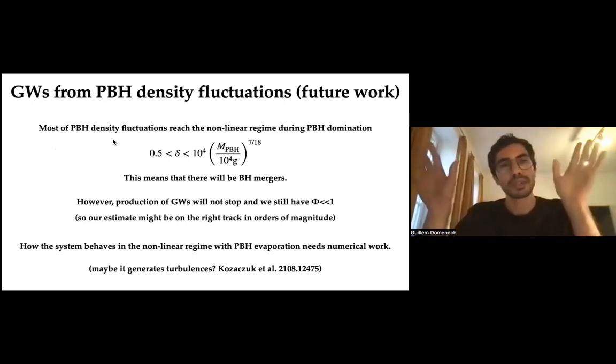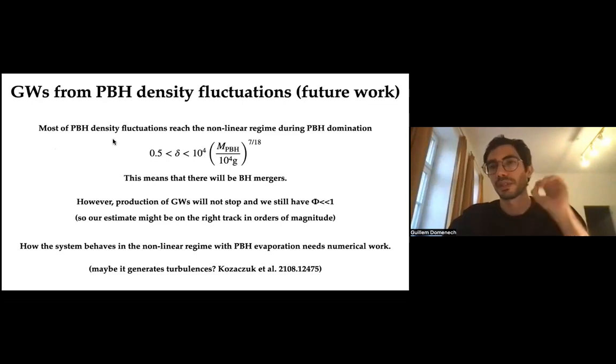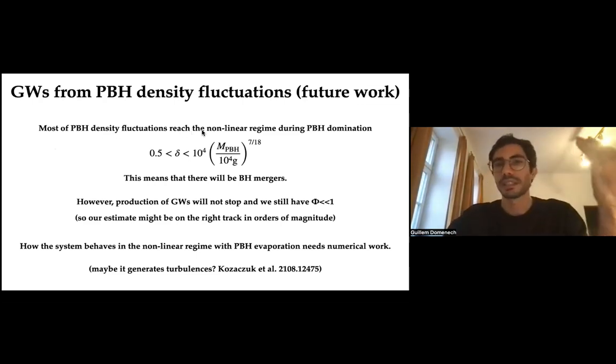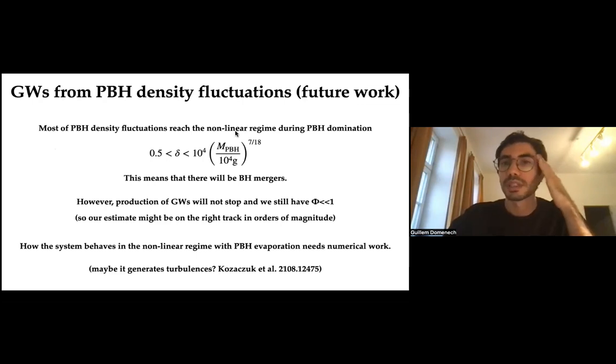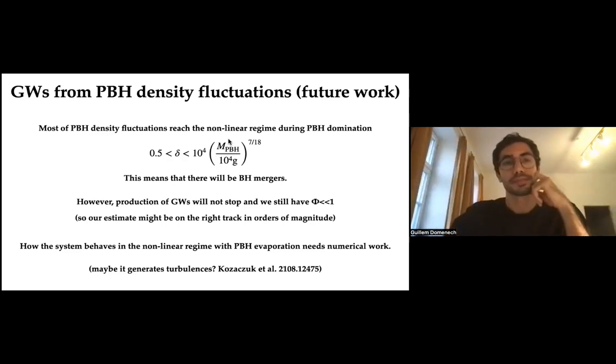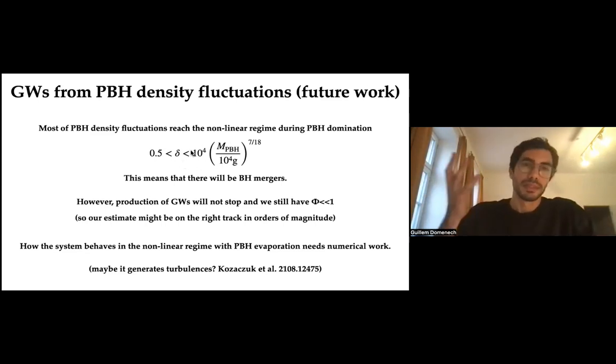The curvature fluctuation is always much less than 1, so we never leave the linear regime for the curvature perturbation. But if you look at the density fluctuations of this PBH, they eventually reach the nonlinear regime. So you have huge density fluctuations. This means that black holes are actually merging, so that they are now closer. But depending on the mass, they can reach some huge values. So now the question is, can you fully trust this calculation where density fluctuations are nonlinear?